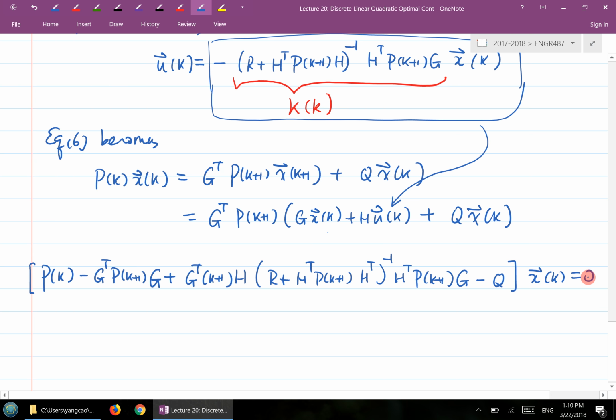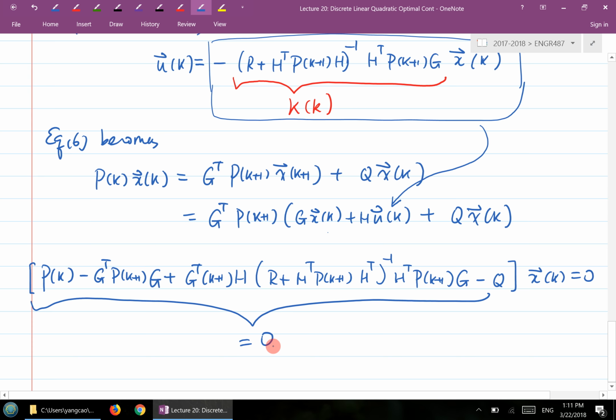Then in order to satisfy this equation, you have two choices. One choice is you let this x of k be 0, or the other choice is you let the whole big bracket equal to 0. But you can't choose this one to be 0. It's not guaranteed to be 0. So your only choice is this whole thing equal to 0. That's your only choice right here.